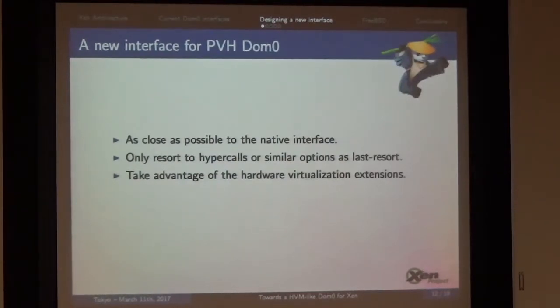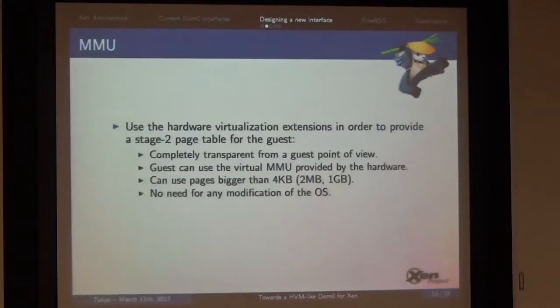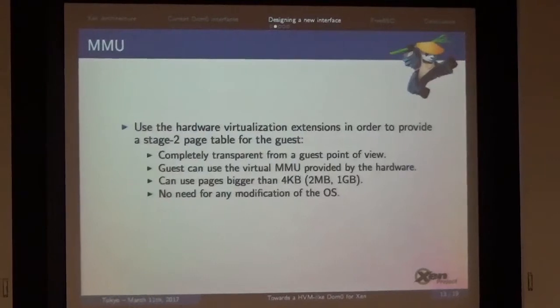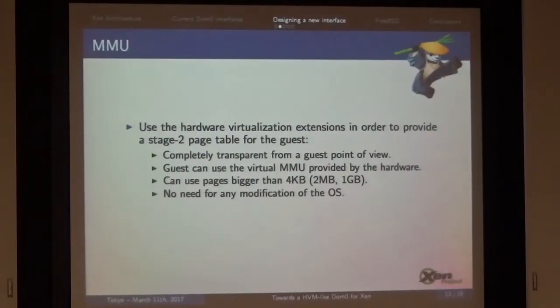And as I said, we only want to resort to using hypercalls when we have no other way of doing specific tasks, so we would like to avoid it as much as possible. So first, getting rid of the PV IOMMU is very easy, because using the hardware virtualization extensions present on both Intel and AMD, you can create what's called a second stage page table for the guest. So basically, the guest gets a virtual MMU, and it's completely transparent from the guest's point of view, which sees the physical memory that we want it to see.